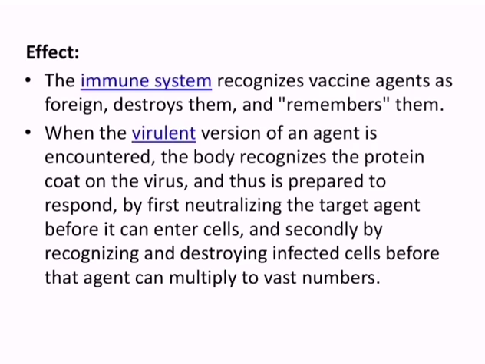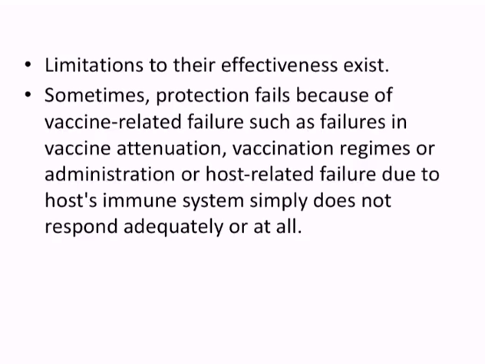فالإفكت بتاع الفاكسينز ده بيكون الإميون سيستم أول حاجة ريكوجنايز الفاكسين بعد ذاك as foreign بعد ذاك بيعمل له destroy بعد ذاك بيعمل له remember them، بعد ذاك الإيجنت ده بيحصل له neutralization قبل ما enter the cells، وأول ما تجي الفيروس أو المايكرو أورجانيزم للمرة الثانية بيحصل له neutralization قبل ما يحصل له multiplication.